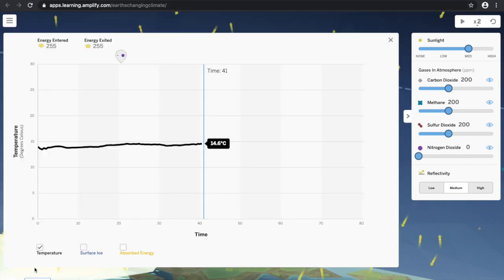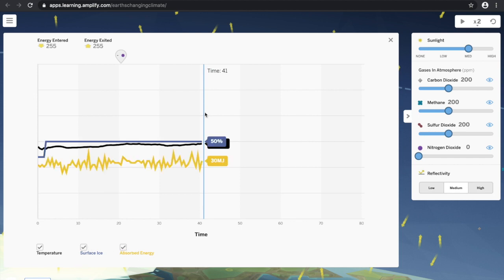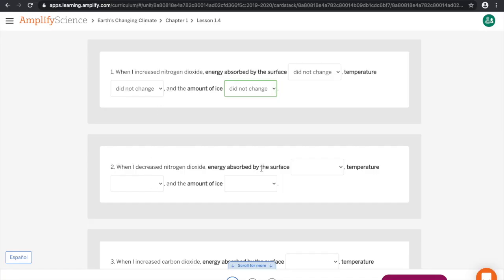Let's look at the chart. Again, I'm adding the surface ice. And here, before, again, the ice accounted for 50%. Whereas after, right here, it lets me know that I subtracted the nitrogen. It didn't change it either. So again, this had no change when I decreased it.